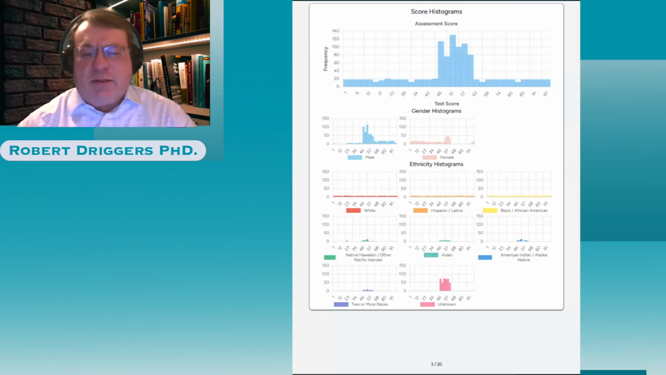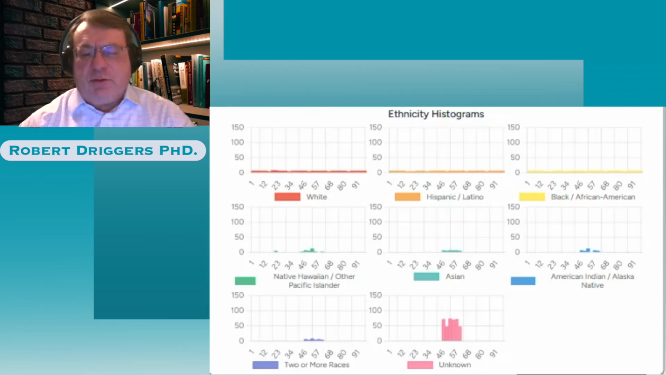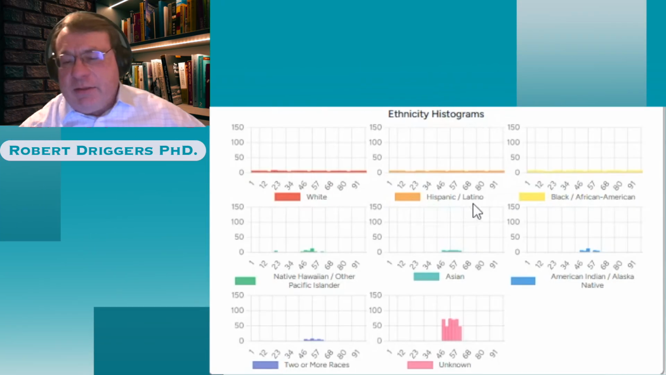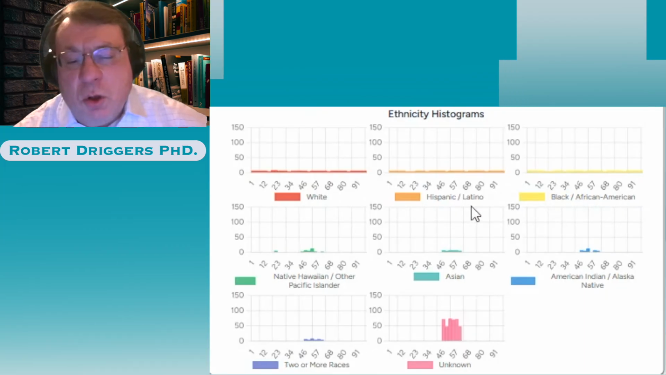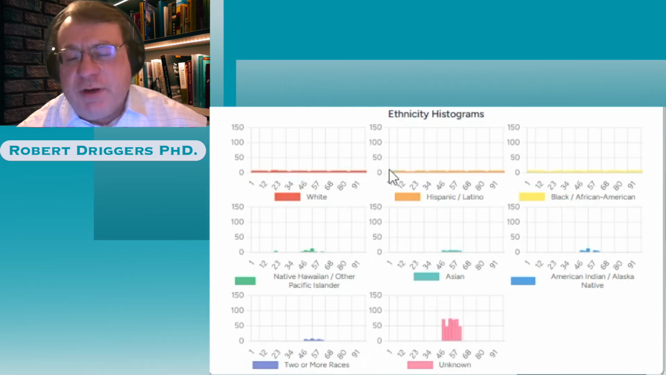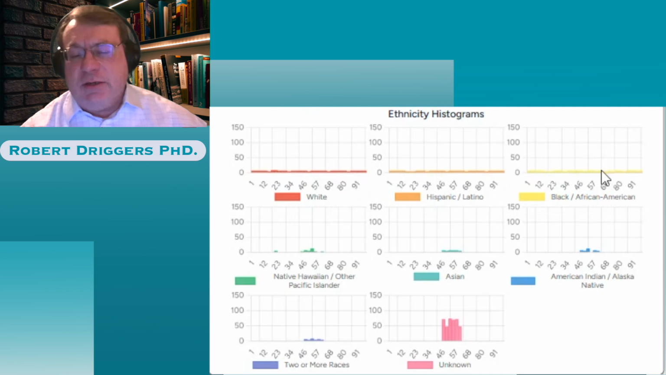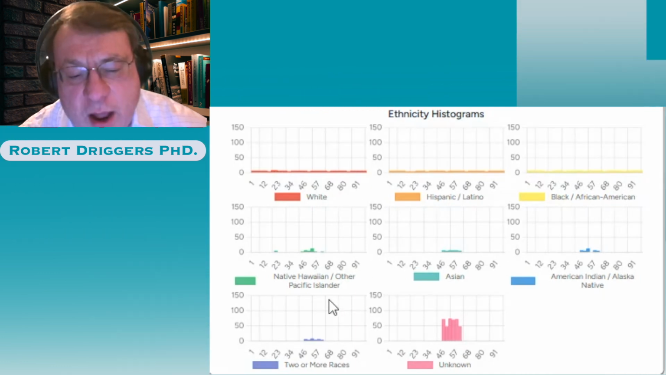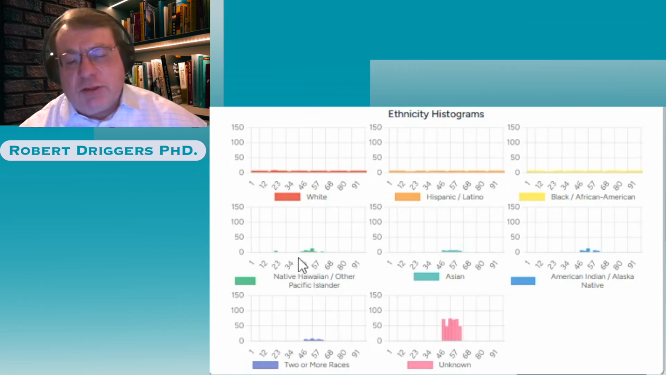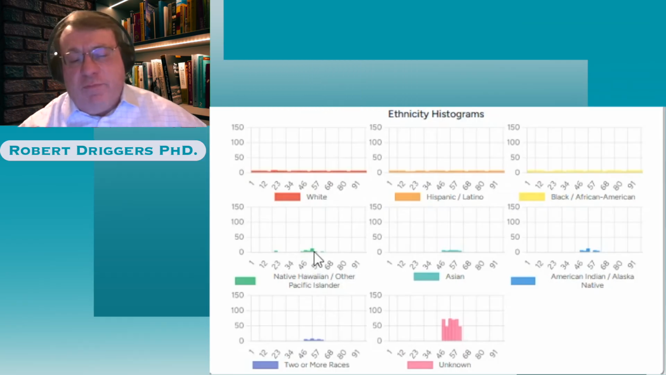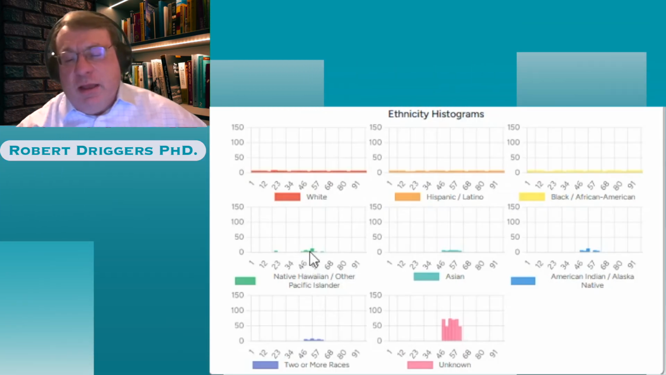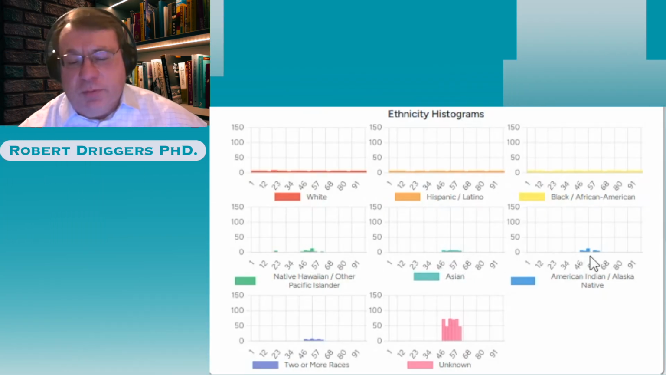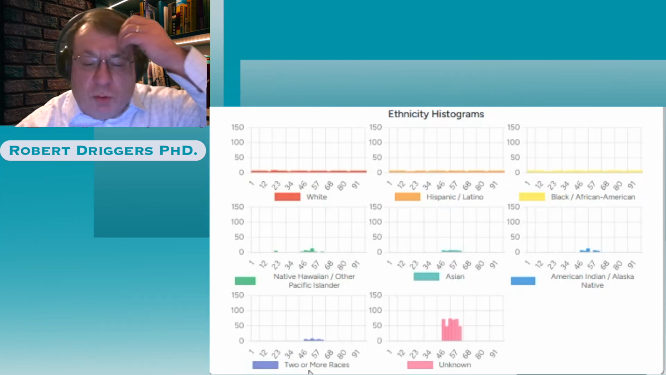So now let's look at the ethnicity histograms. And there are some interesting patterns here. You'll notice that for whites, Hispanics, and African Americans, the scores are almost evenly distributed across the entire testing group. This is very different whenever you look at the native Hawaiians or other Pacific Islanders group. Notice that their scores, there are fewer of them and they're grouped in the center. And this same pattern holds for Asian and American Indian groupings, as well as two or more races.